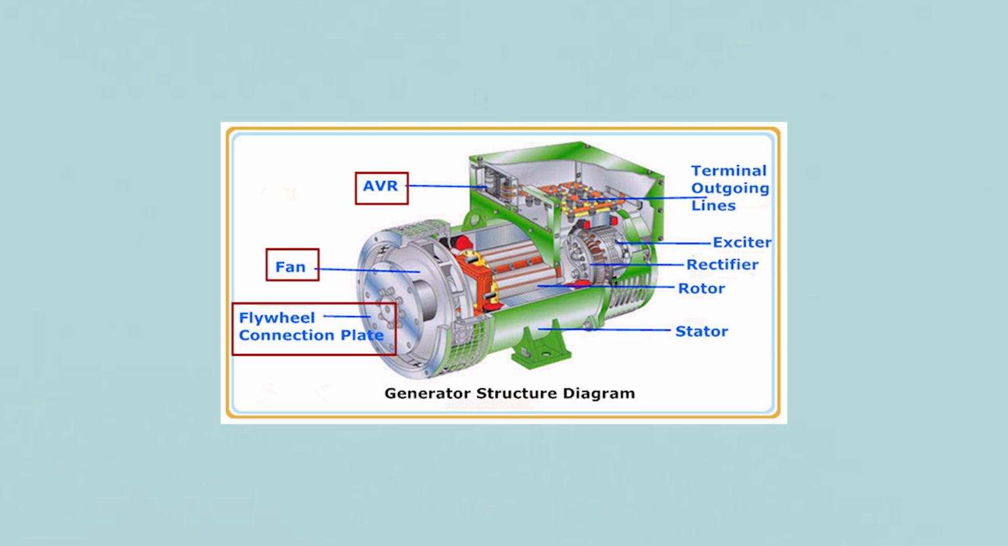In both the generator and motor, you will receive the DC supply into the field winding to produce the required rotating magnetic field. And then you have the terminal outgoing lines. The electrical power will go into the machine when it is working as a motor, and the electrical power goes out of the machine when it is working as the generator.